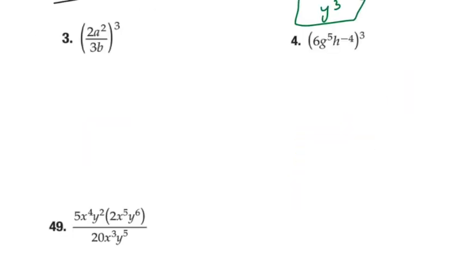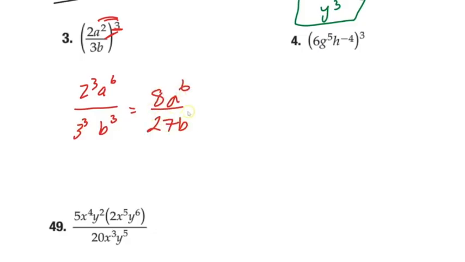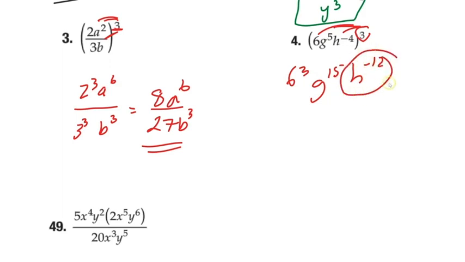I'll do the next one. I could distribute that 3 to everything. It's going to be 2 cubed a^6, 3 cubed b cubed. I get 8a^6 over 27b cubed. Same to the next one. That 3, so distribute it to all of it. I get 6 cubed g to the 15th power and h to the negative 12 power. Gotta flip this to the bottom because it's negative. I gotta simplify that. That's 216 g to the 15th all over h^12.